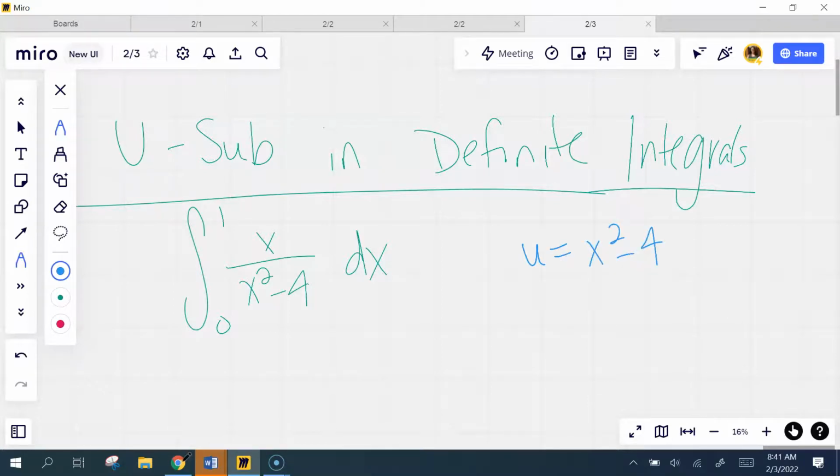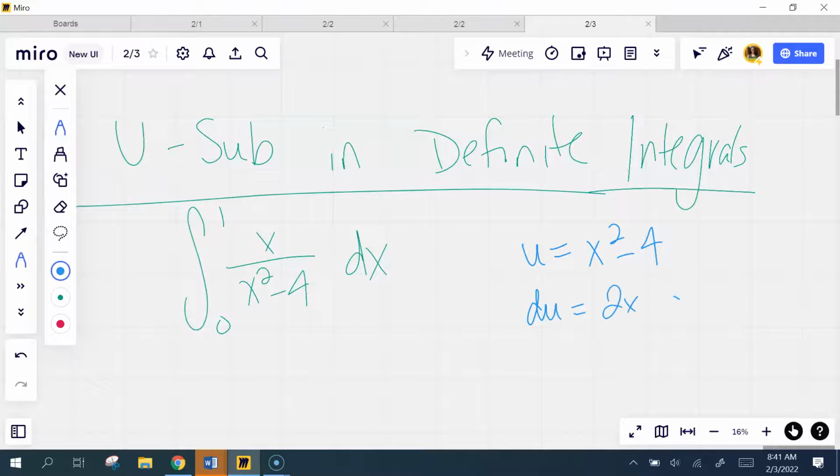An inverse trig function here? No, because of the x up top. Remember, there's not a property that lets you separate the integrals by multiplication. So I couldn't do the integral of x times the integral of 1 over x squared minus 4. That's why. All right, what's du?